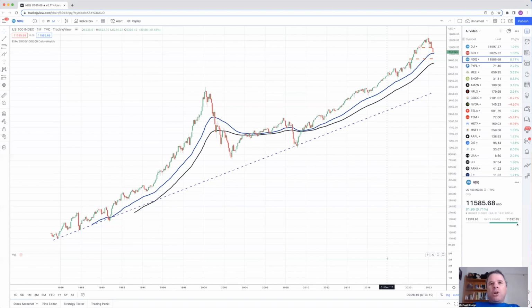The most recent time was during the GFC. Even during the tech bubble burst, it didn't quite hit the uptrend line. It fell a little bit short.